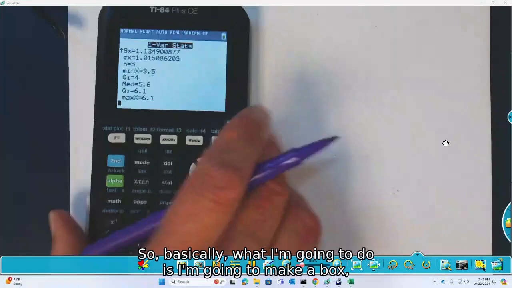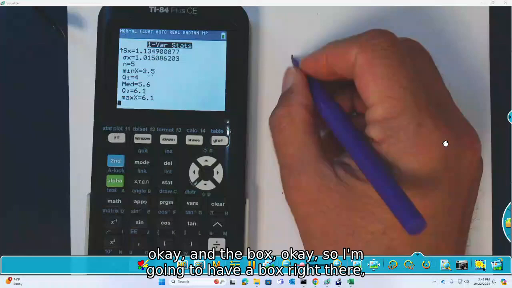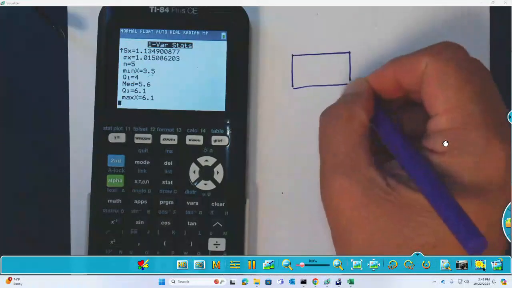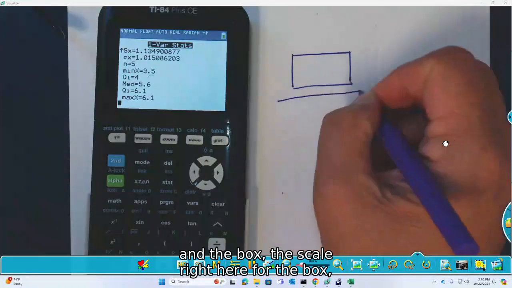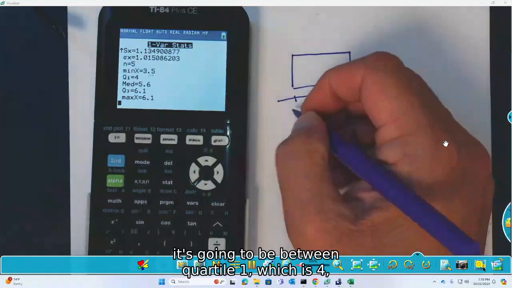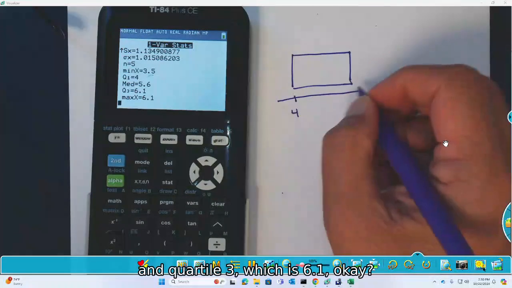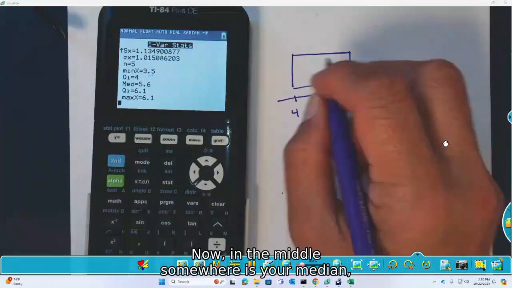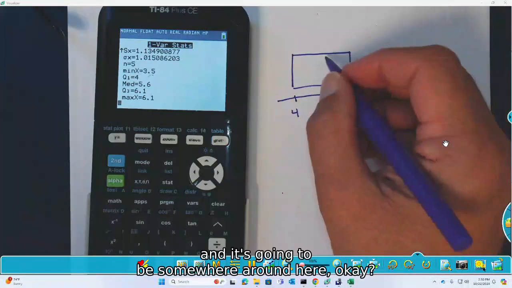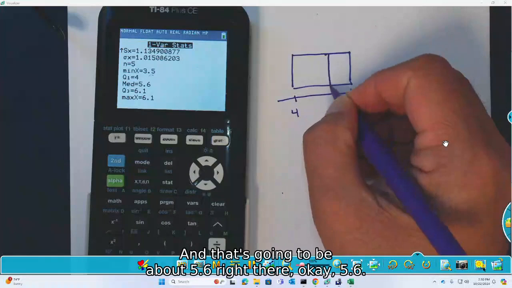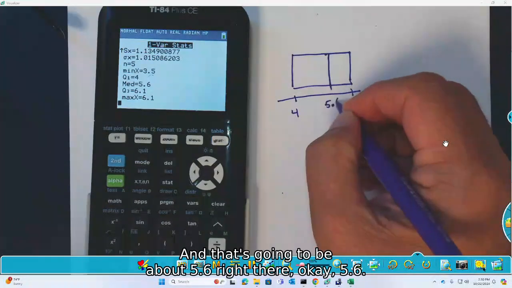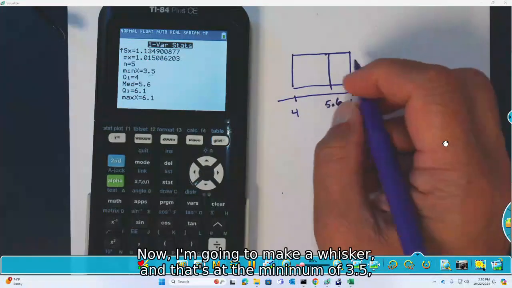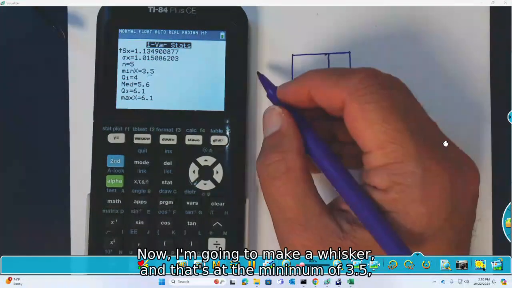So basically what I'm going to do is make a box, and I'm going to have a box right there. The scale for the box is going to be between quartile 1, which is 4, and quartile 3, which is 6.1. In the middle somewhere is your median, somewhere around here, and that's going to be about 5.6 right there. Now I'm going to make a whisker at the minimum of 3.5.